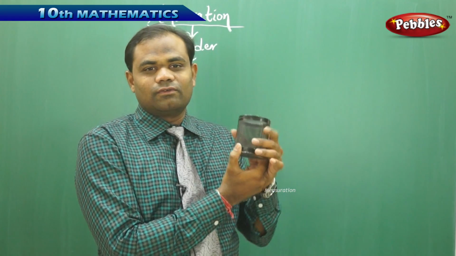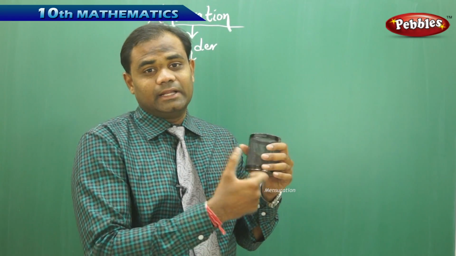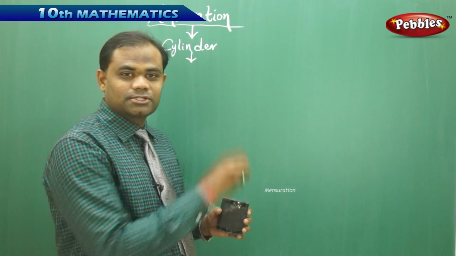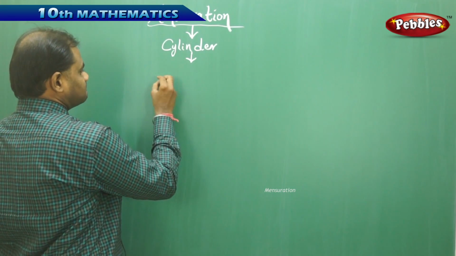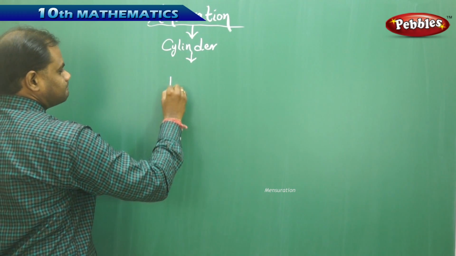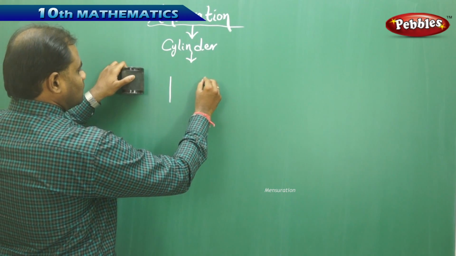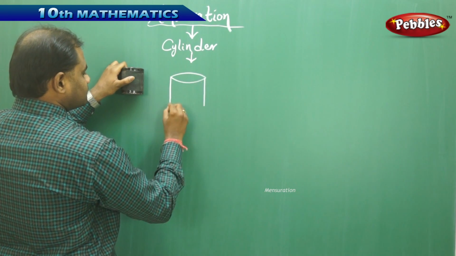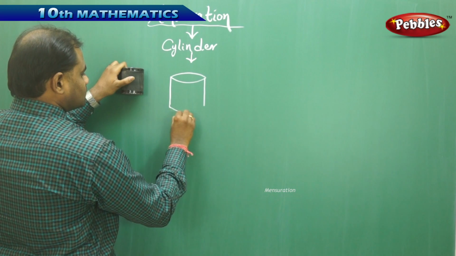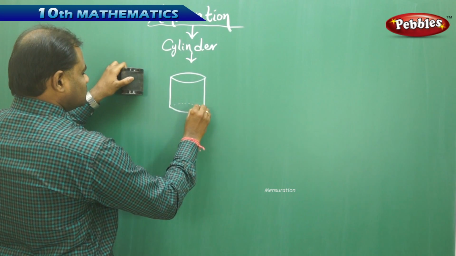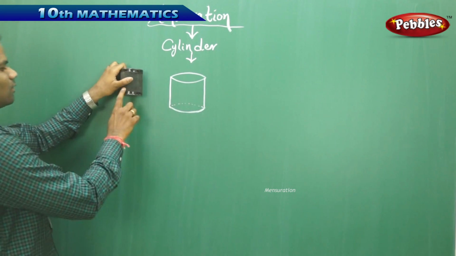So let's see how we can identify the lateral surface area or the curved surface area, the total surface area, and the volume. Before we understand the cylinder, let me draw the diagram of a cylinder here. This is how I draw it, where this is the top surface and this is the bottom surface. This is how I get the cylinder.